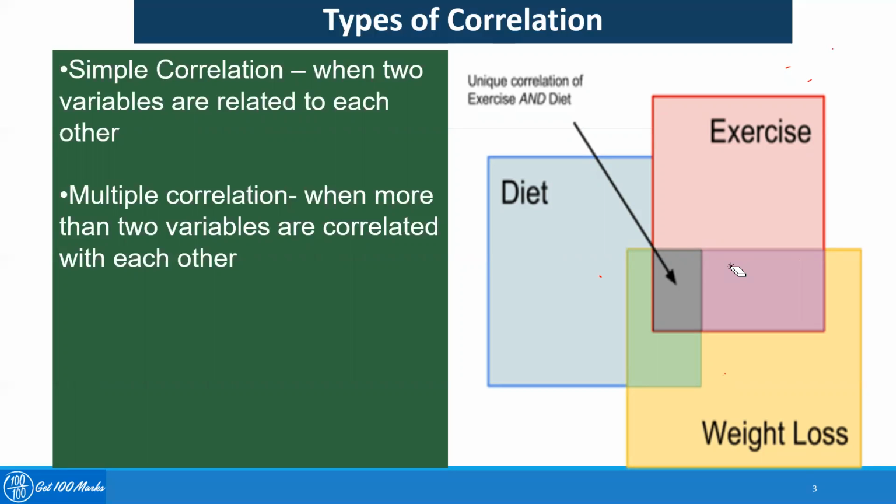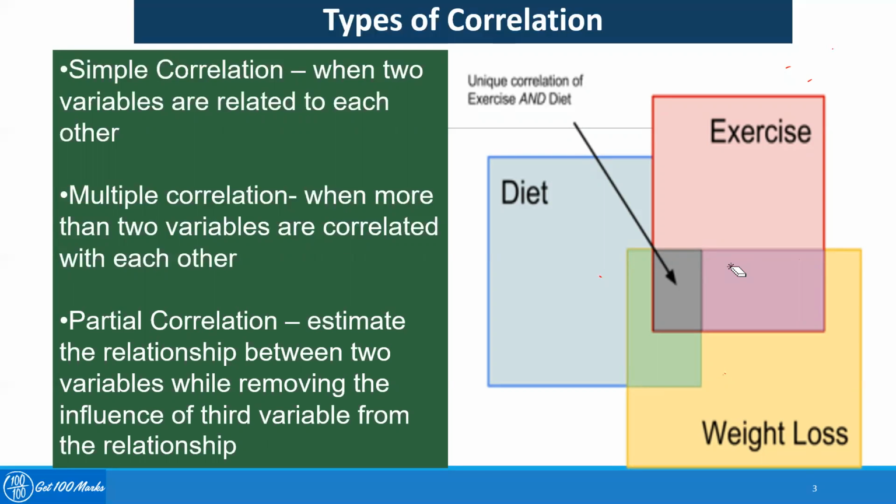Another example of multiple correlation could be how the sales revenue of a company is influenced by the salespeople's motivation, how much they are using different types of technology, what is the level of advertisement, how much is their advertisement expenditure. All these things together, when we are trying to see the relationship, we can call it a multiple correlation.